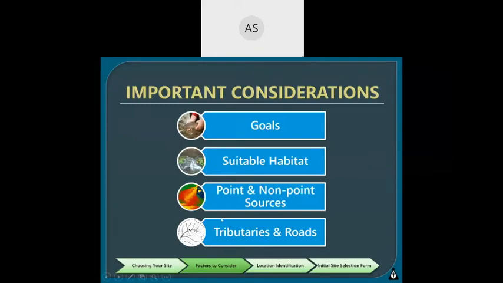Are there any point or non-point source pollution coming into that stream site? If there is a pipe being discharged at the site, you might want to adopt a site just upstream of it and also one downstream of it. That way you can get a good feel for how this point source pipe is actually affecting the stream. And the same thing goes for tributaries and roads. You don't want a tributary coming in the middle of your monitoring site. Again, you can pick your site just above it or just below it, but never right in the middle of it.